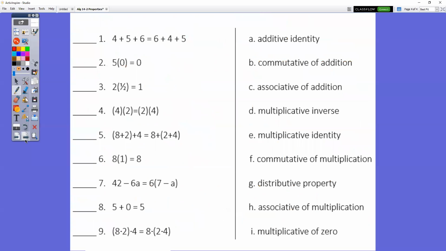One last slide. Go ahead and try this matching on your own again.